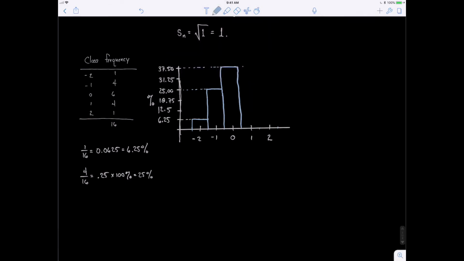Now, let's try our last one. Our last two continues over here. We have one. Our next one is the class contains the ones. And our final one here is this one.